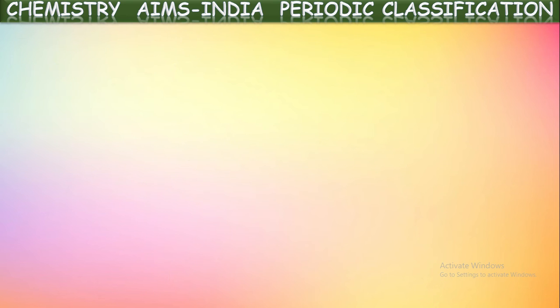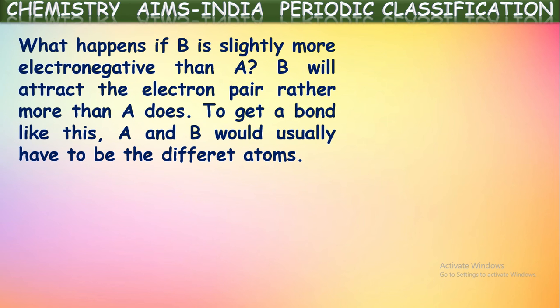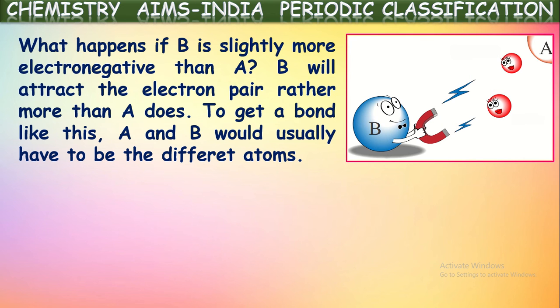What happens if B is slightly more electronegative than A? That means if both atoms are not of the same kind, if one atom is having more electronegativity than the other, then what happens? The atom with the more electronegativity will pull the electron pair towards it. So we told what is meant by electronegativity? The tendency of pulling the electron pair towards it in a bonded molecule is called electronegativity. If one of the atoms in the molecule has greater electronegativity than the other, then it will pull the electron pair towards it much more than the other.